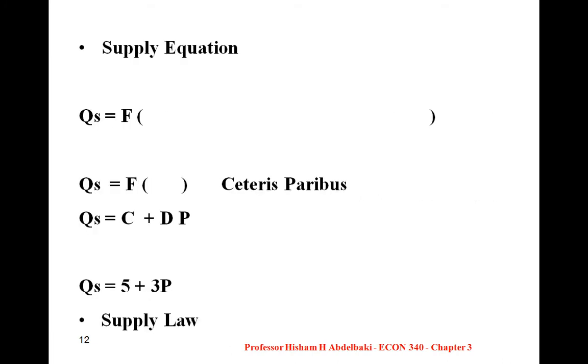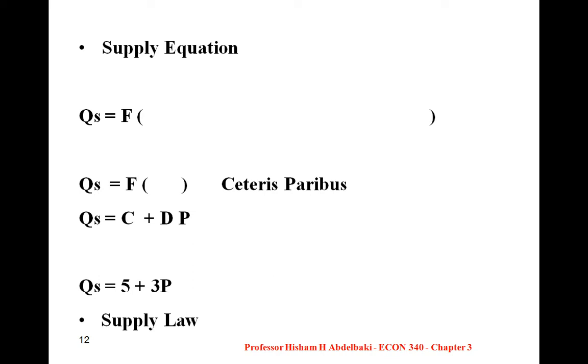So we have the supply equation: quantity supplied is a function of the price of the same good, expected price in the future, technology, number of producers, weather, price of substitutes, price of complements, price of inputs, all of these factors. But as I said, supply theory focuses on the relationship between quantity supplied and the price. So we can rewrite this equation as quantity supplied is a function of price, ceteris paribus, or when other factors are constant. We can put this in a first degree equation: quantity supplied equals C plus D price.